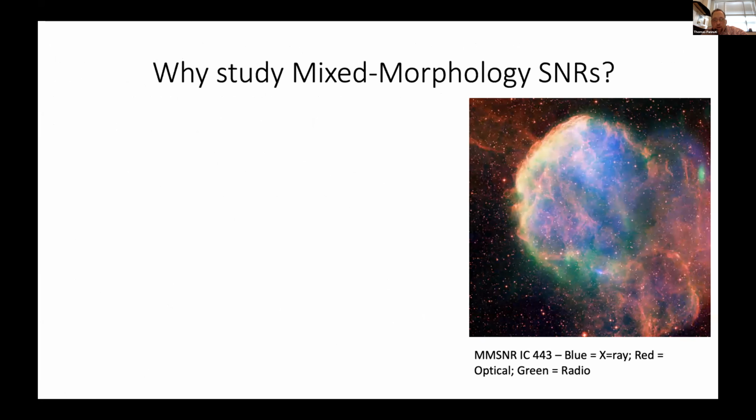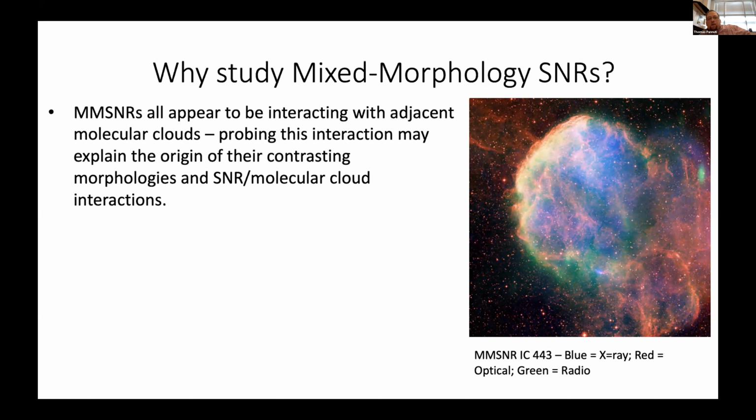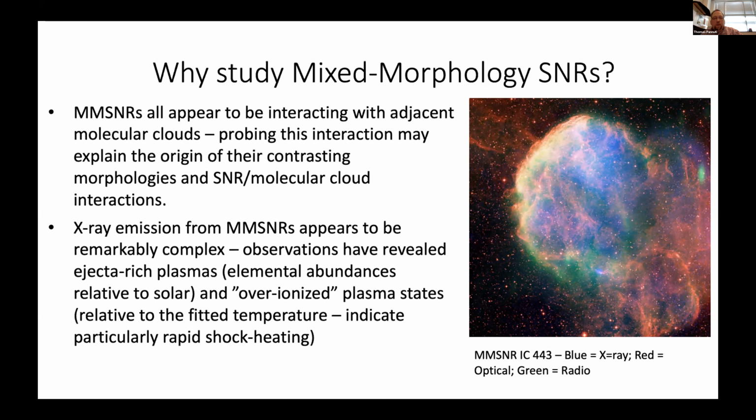Another strong example is IC 443, which is also known as the jellyfish remnant. Same situation where you have a radio shell with a center-filled X-ray emission. Studying mixed morphology remnants can also help us understand how remnants and molecular clouds interact with each other. And if we can understand this interaction, this may help us understand why these contrasting morphologies develop.